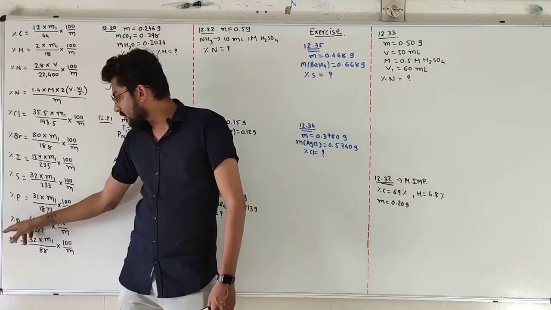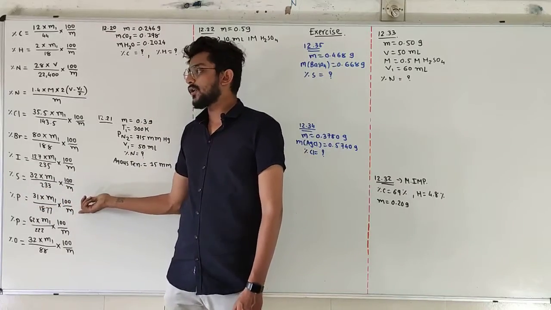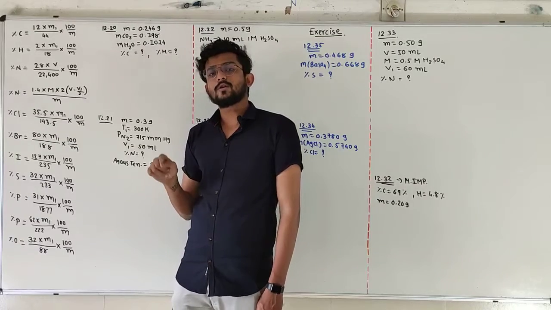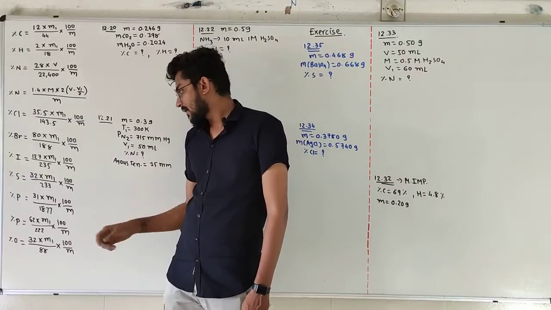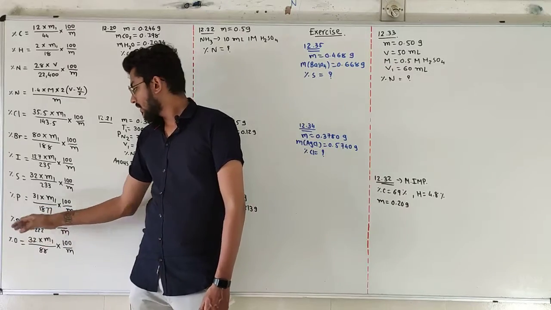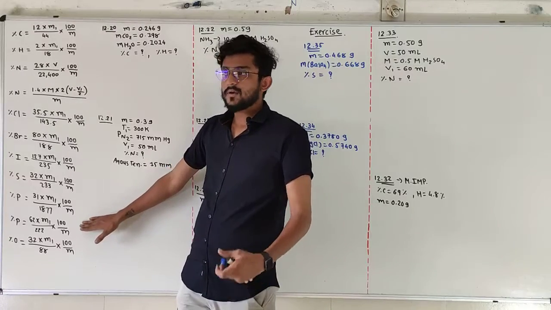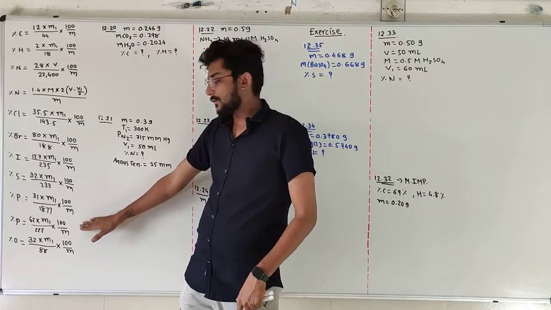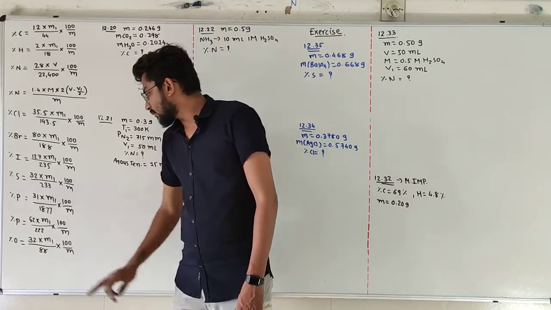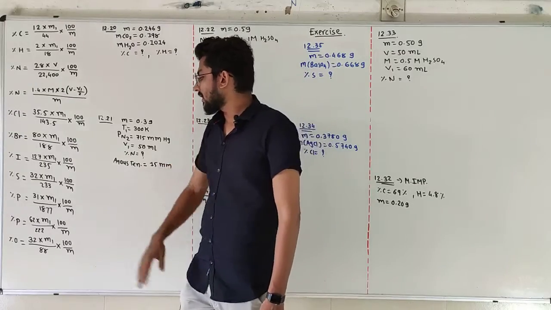After that, the percentage of phosphorus. This formula is according to ammonium phosphomolybdate, (NH4)3PO4 into 12MoO3. The molecular weight of that compound is 1877. After that, according to magnesia mixture, our product is Mg2P2O7. So for that, the percentage of phosphorus will be 62 into M1 divided by 222 into 100 by M.